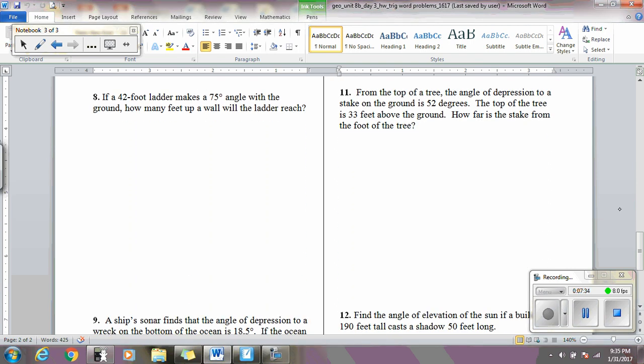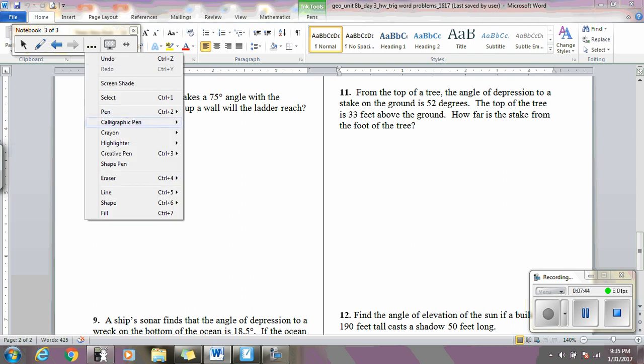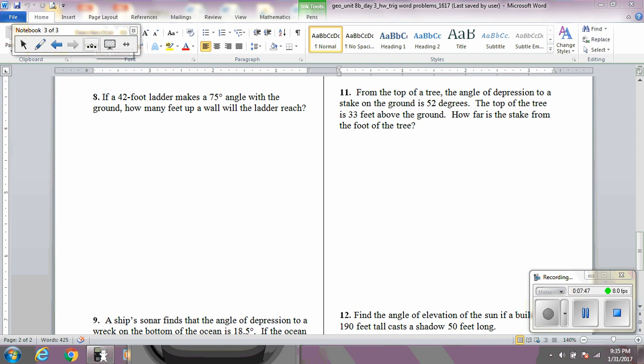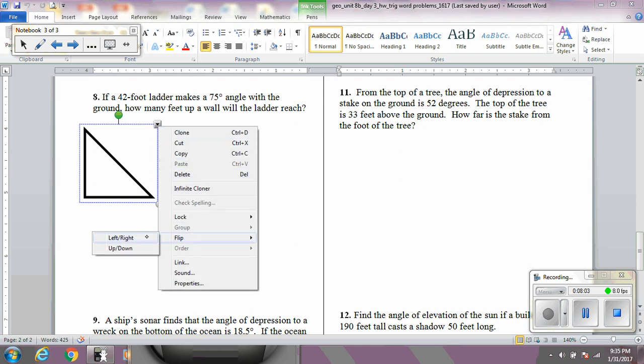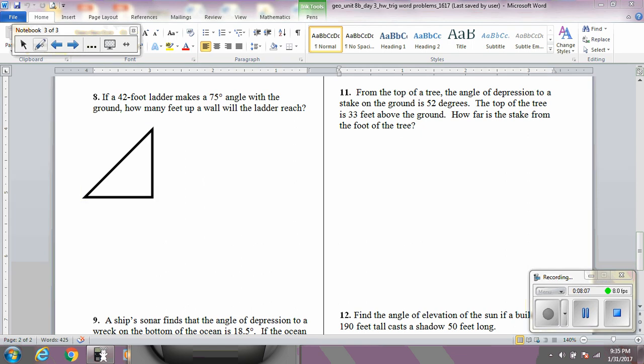Number 8, we have a 42-foot ladder that makes a 75-degree angle with the ground. How many feet up a wall will the ladder reach? So again, let's draw my triangle. And if I want to change it up a bit, let's flip it around, just to give it some flavor. So this is my ladder. And this is my building.